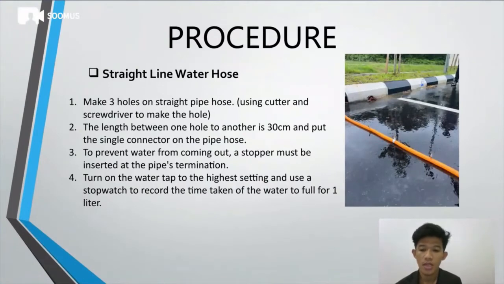Next, for the straight line water hose. Firstly, we make 3 holes on the straight pipe hose. We are using a cutter and screwdriver to make the holes. Next, the length between one hole to another is 30 centimeters, and we put a single connector into each hole. We use a stopper at the end of the pipe to prevent the water from coming out.